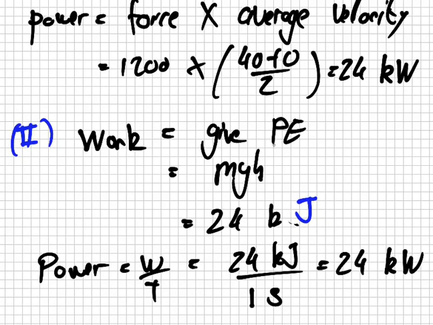Sorry, so work is to give potential energy per second. Let me just make that clear. So it's MGH. No, that's wrong. Work is give potential energy. Power is give potential energy per second. So you have two ways to get to the answer there.